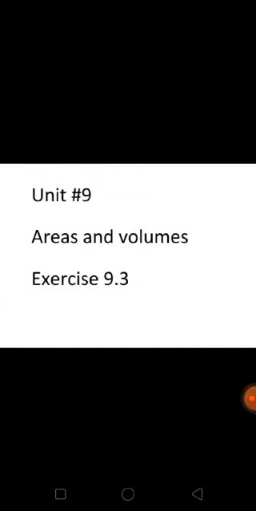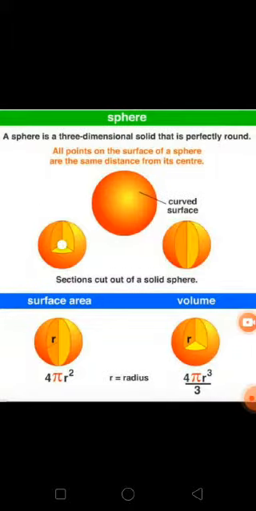Today we are going to study Unit 9 exercise 9.3, in which we are going to study about spheres and the surface area and volume of a sphere. Now what is a sphere? A sphere is a three-dimensional solid that is perfectly round and in which each point is at equal distance from the center of the sphere.